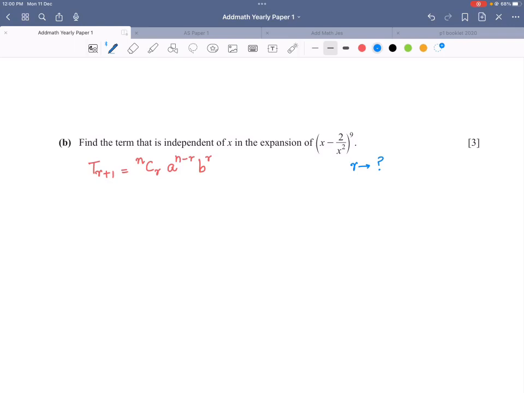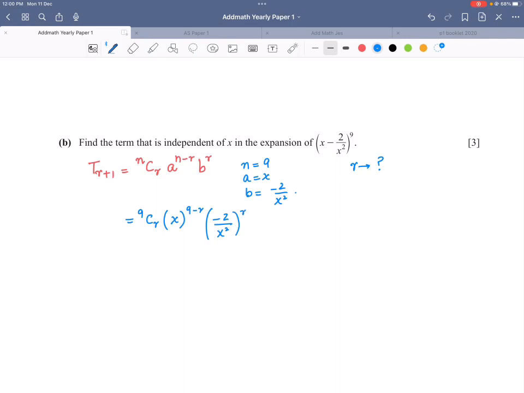So first I will place the values: n is 9, a is x, b is minus 2 over x square, and I need to plug in the values here. So n is 9, combination r is unknown, a is x to the power 9 minus r, b is minus 2 over x square to the power r. That is the first step.